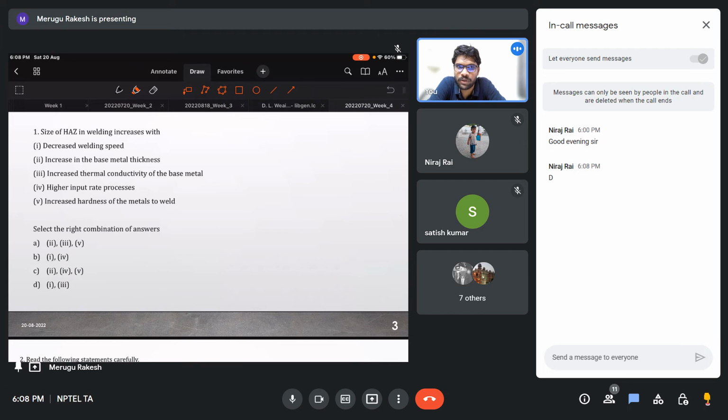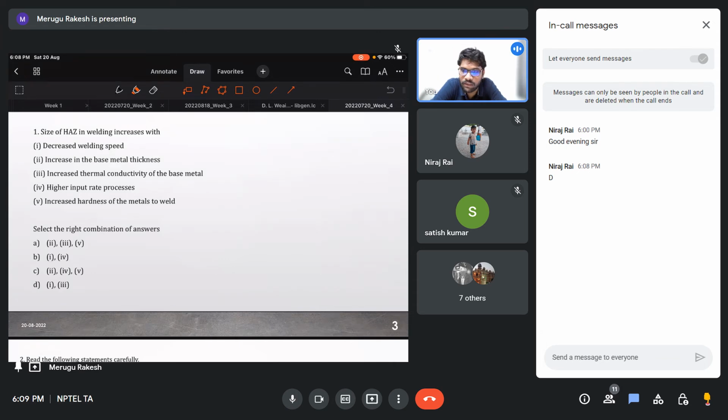This is the question I am keeping. The size of the heat affected zone in welding increases with: decreased welding speed, increase in base metal thickness, increased thermal conductivity of base metal, higher input rate process, increased hardness of the metal to weld.